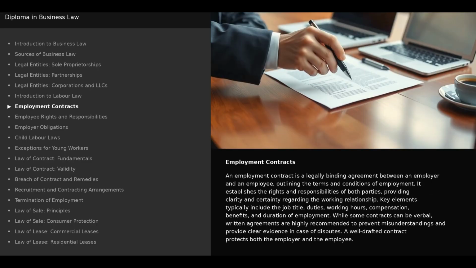Employment contracts. An employment contract is a legally binding agreement between an employer and an employee, outlining the terms and conditions of employment. It establishes the rights and responsibilities of both parties, providing clarity and certainty regarding the working relationship. Key elements typically include the job title, duties, working hours, compensation, benefits, and duration of employment. While some contracts can be verbal, written agreements are highly recommended to prevent misunderstandings and provide clear evidence in case of disputes. A well-drafted contract protects both the employer and the employee.